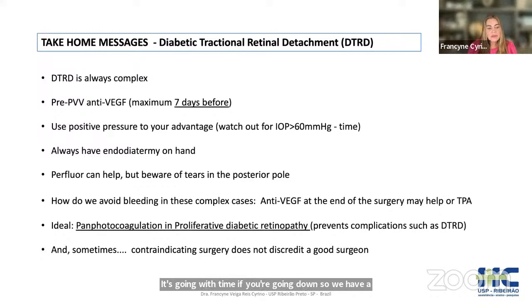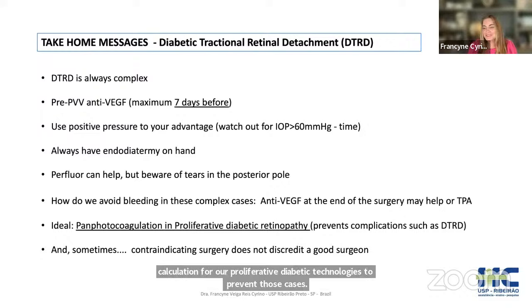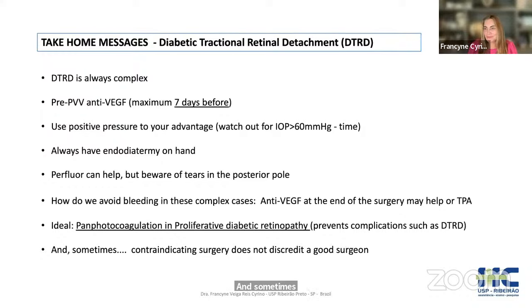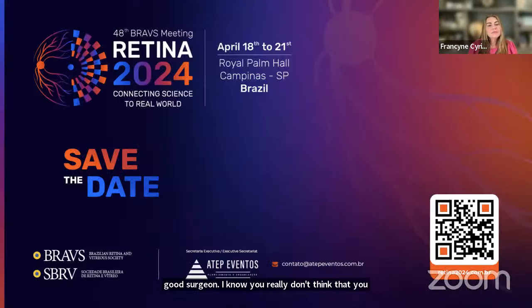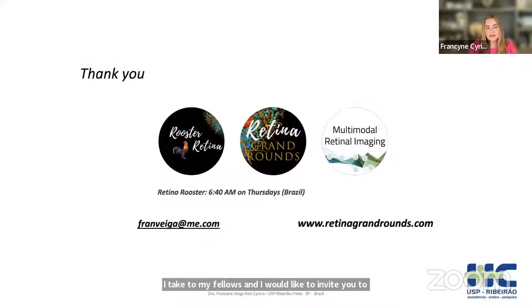visualization after. In our ideal world, what we should really do is perform coagulation for proliferative diabetic retinopathies to prevent those cases. And sometimes contraindicated surgery does not describe a good surgeon, when you really don't think that you could help. I thank my fellows, and I would like to invite you to our Congress in Brazil next year. And thank you so much.